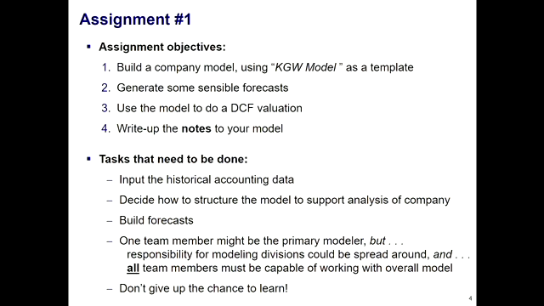So assign tasks among the members. You have 10 years of data to enter. So with 5 or 6 members, at least one person should be responsible for entering 2 years of data into the historical accounts. So everyone should be involved in every stage of your model.